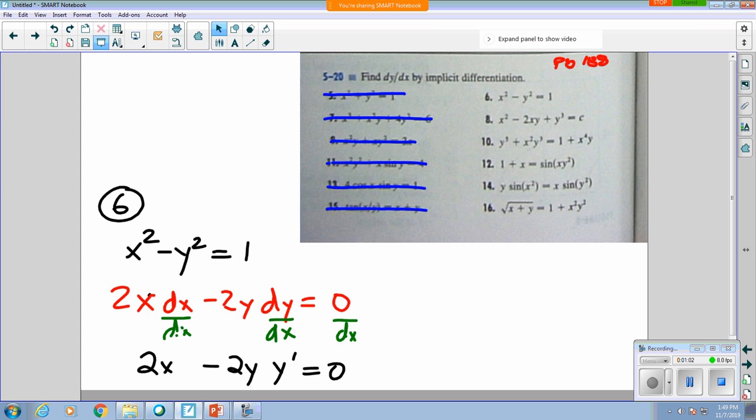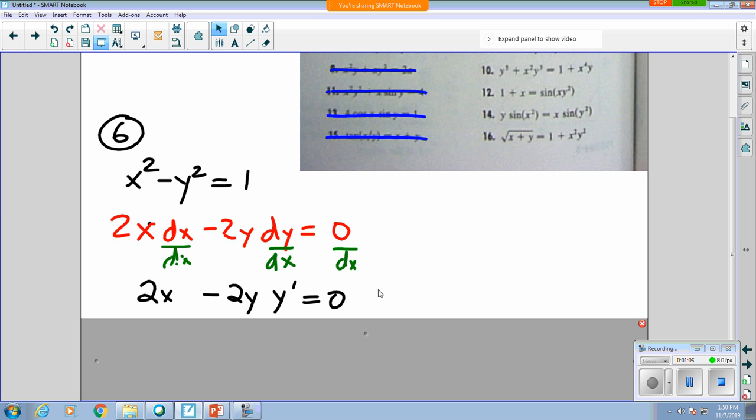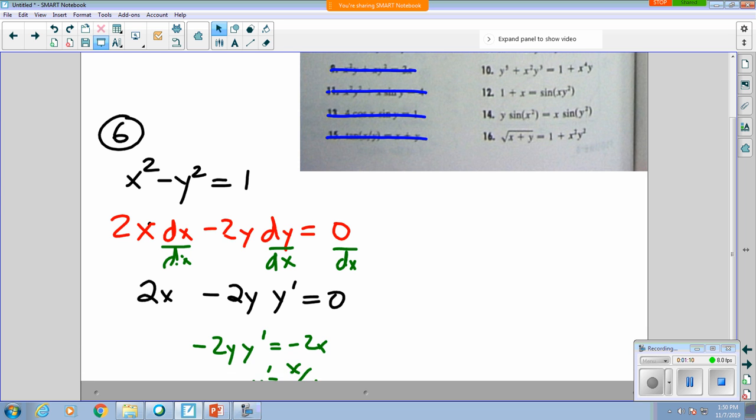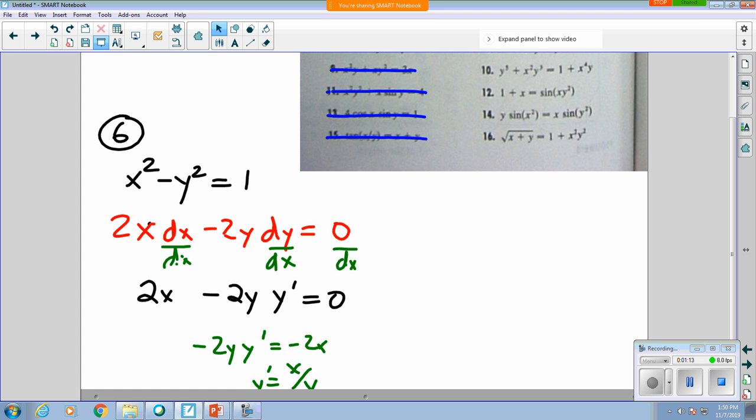And now this becomes an algebra problem. We're going to move the 2x to the other side. And then we're going to divide by the negative 2y. And you're going to get y prime solved by itself.